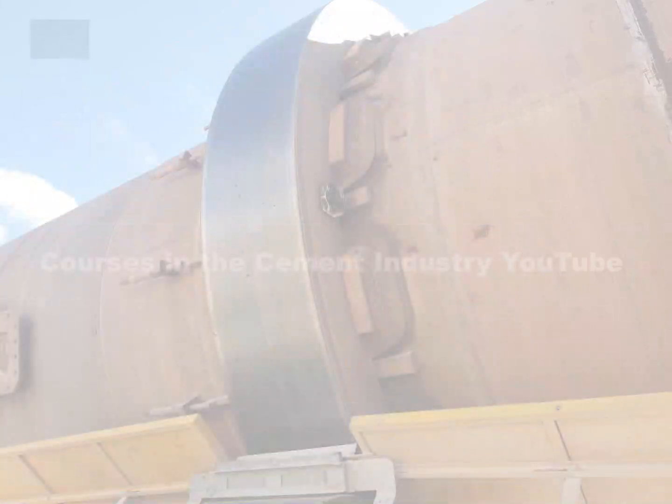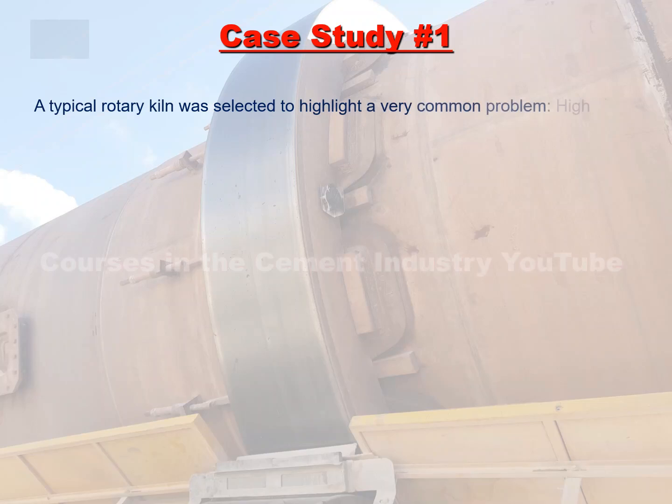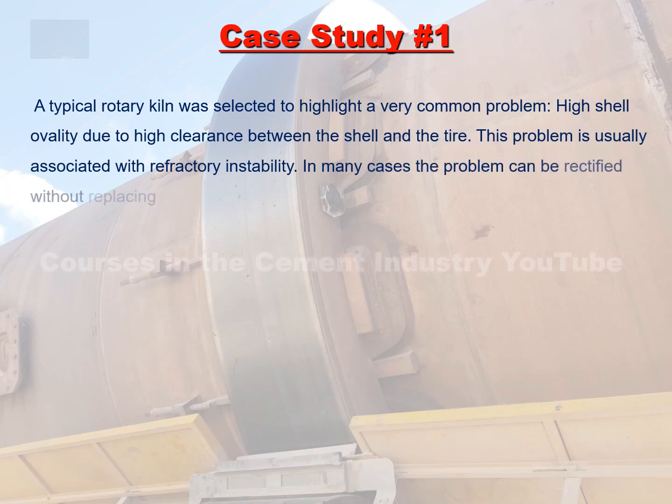We follow together the analysis of Case Study 1. A typical rotary kiln was selected to highlight a very common problem. High shell ovality due to high clearance between the shell and the tire. This problem is usually associated with refractory instability. In many cases the problem can be rectified without replacing the shell section under the tire.